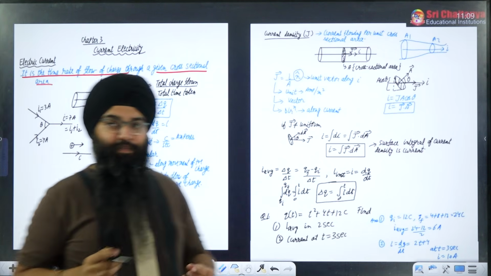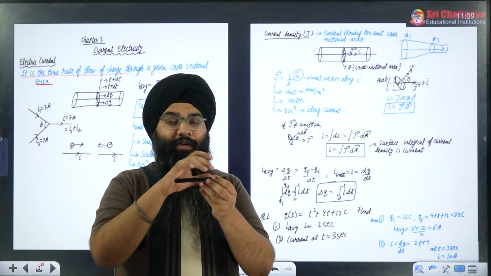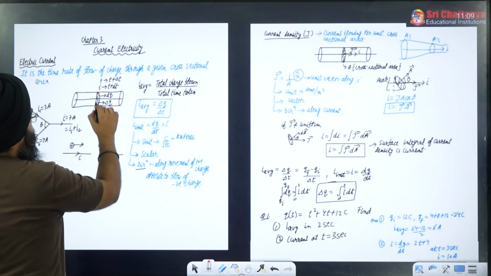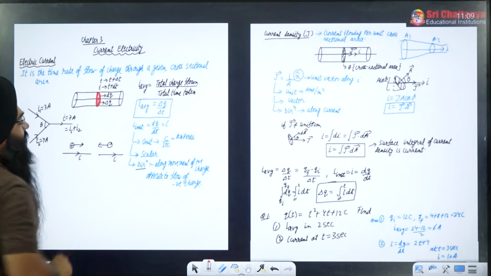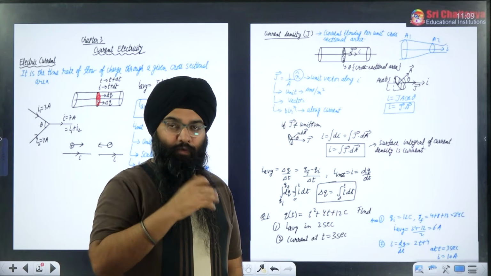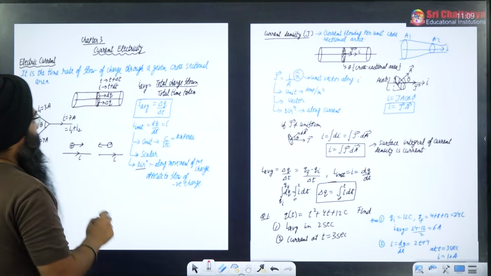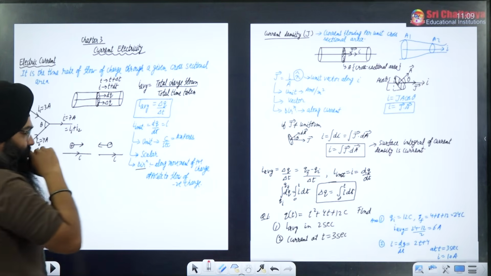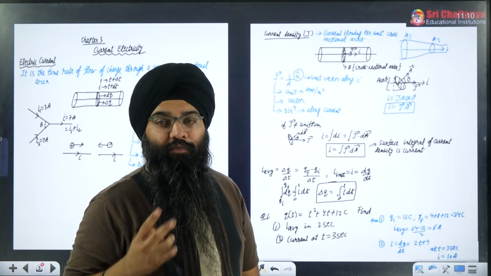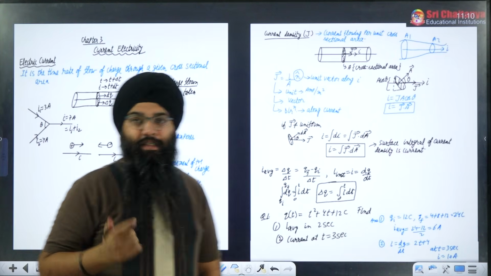Very simple definition. Suppose you have a cylindrical cross-sectional area, and let us suppose the area of the cross-section is A. Then if in dt time some dq amount of charge flows through that area, the current will be given by I = dq/dt. Now there are basically two types of current: one is average current and one is instantaneous current.